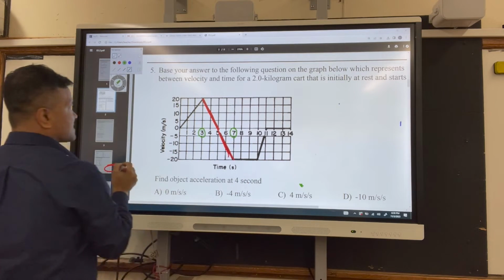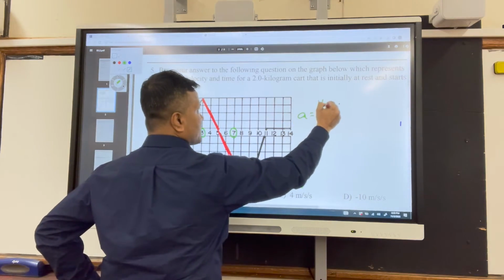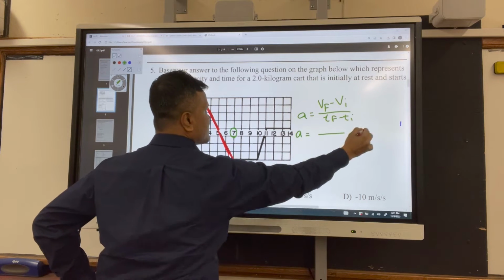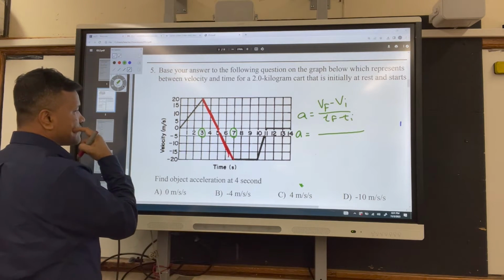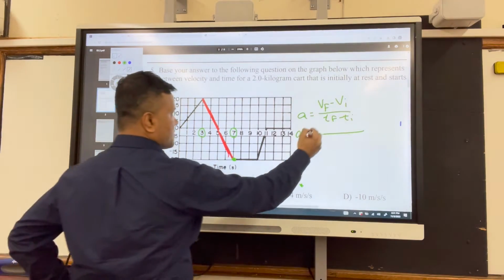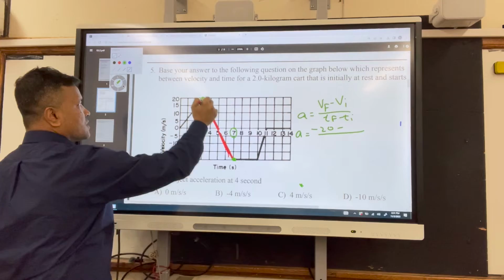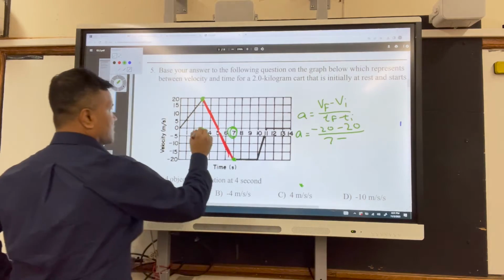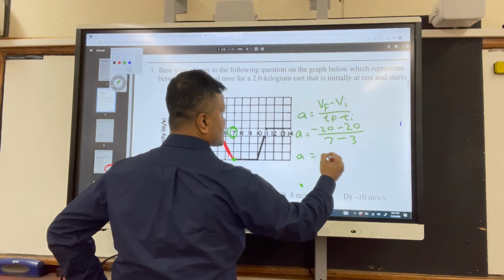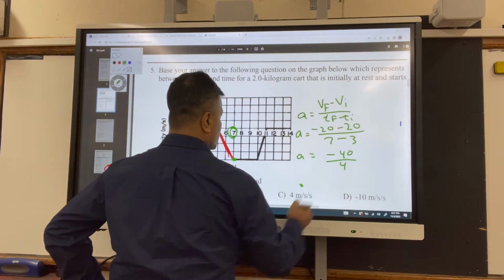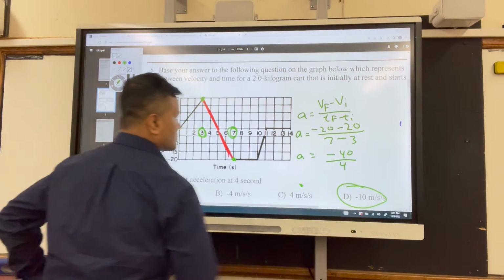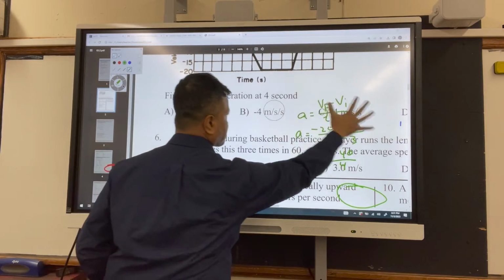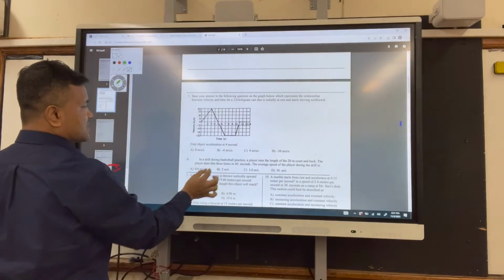So what do you know about acceleration? Acceleration is Vf minus Vi over Tf minus Ti, right? Vf is right here, negative 20, and Vi is positive 20. Tf minus Ti is 7 minus 3. So you have acceleration is negative 40 over 4. So acceleration is negative 10. Okay, good. That takes us to problem number 6.